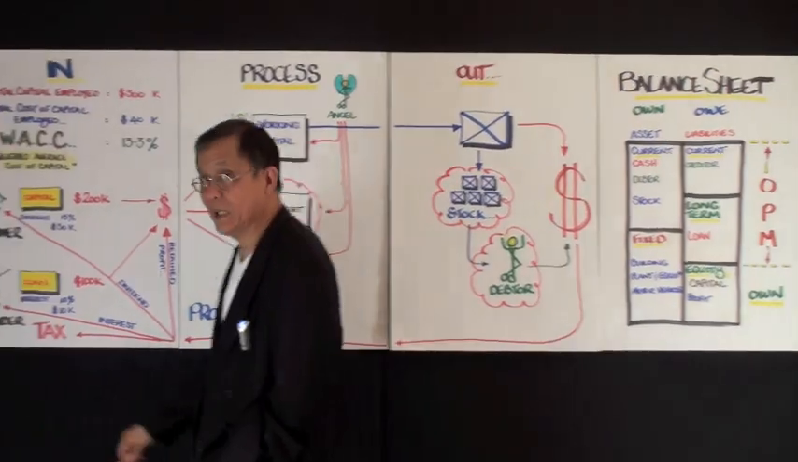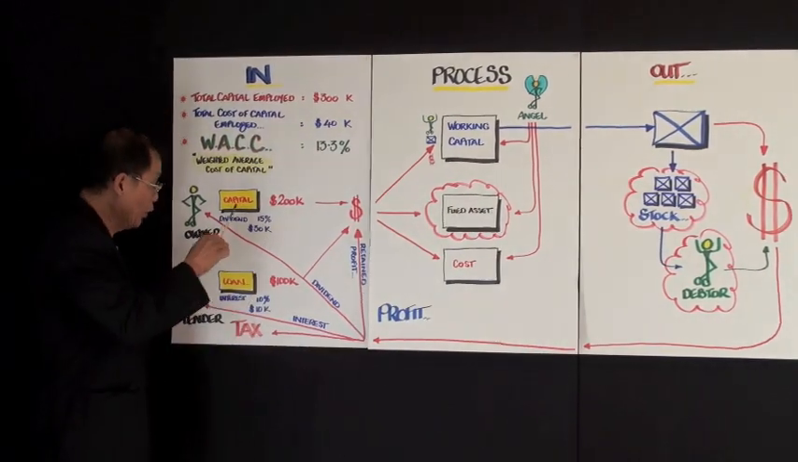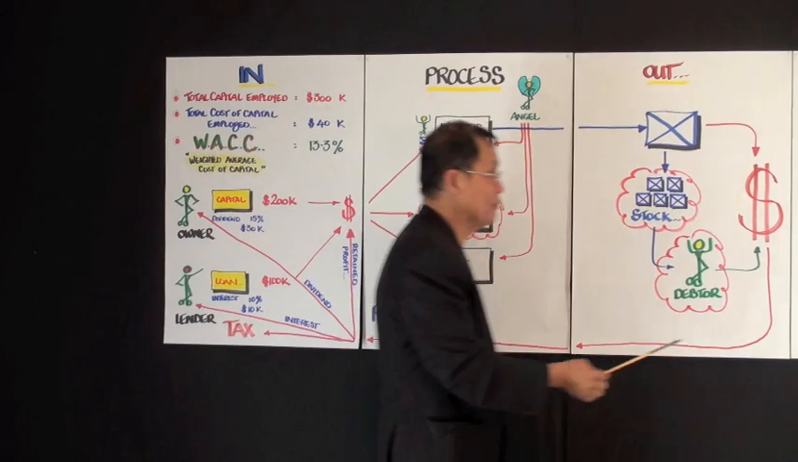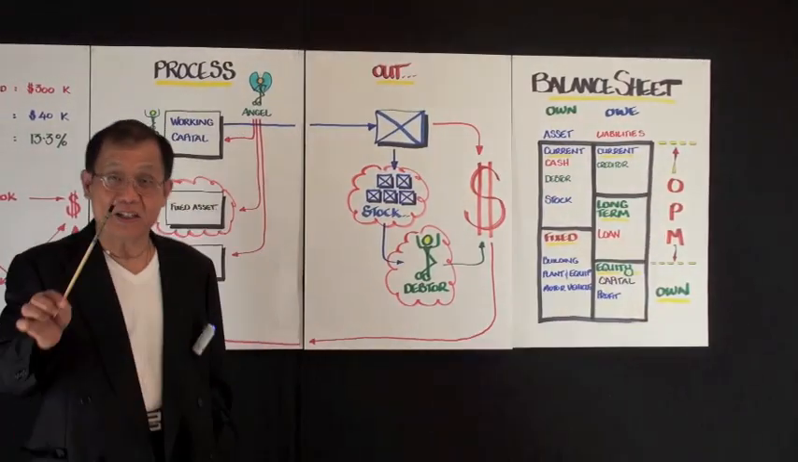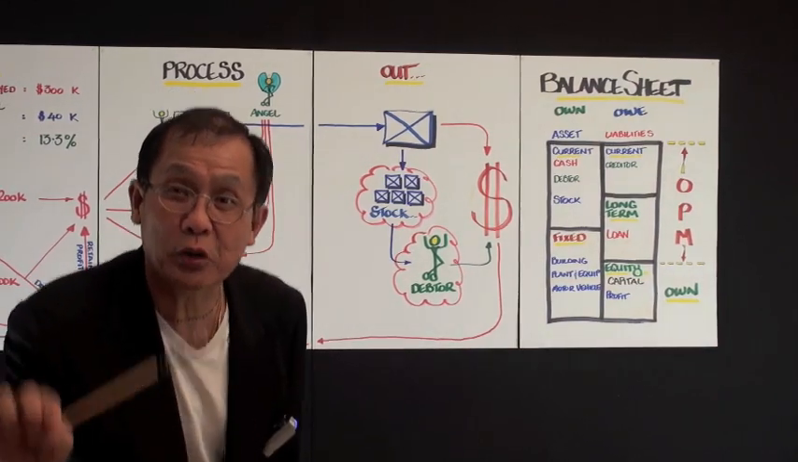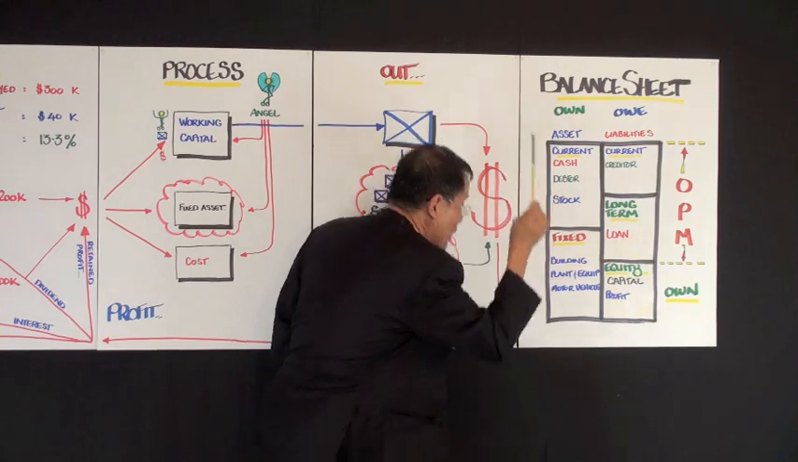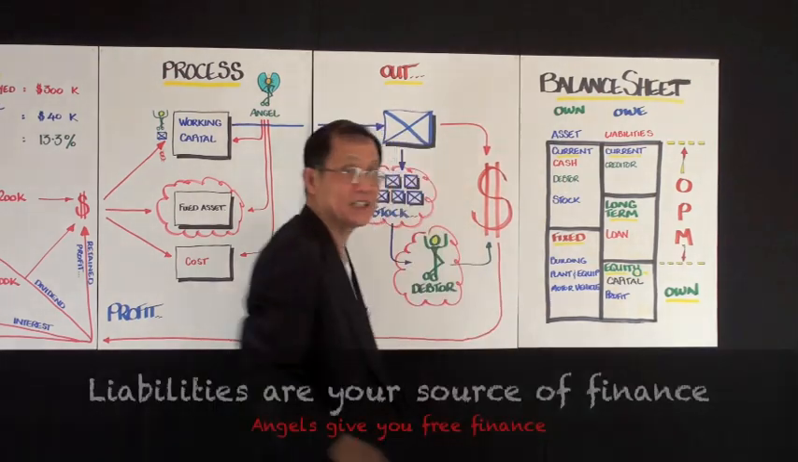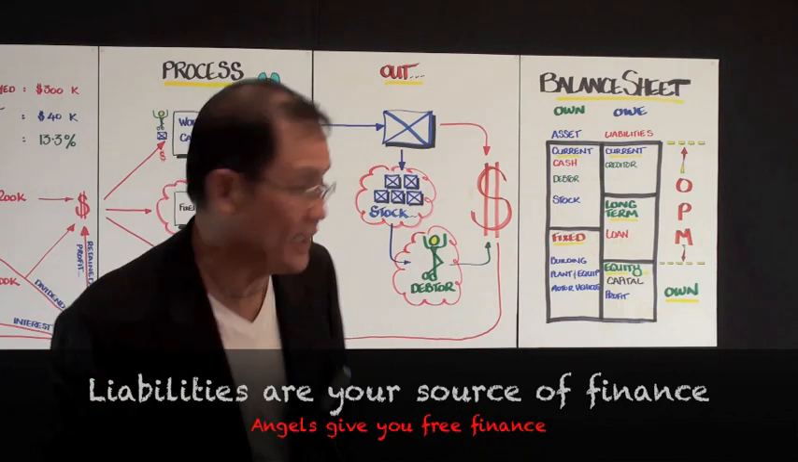So, now if you look at here, there are three main sources of finance. Who finance you? Owner, lender, and angel. And these are in the area called liabilities. So again we come to the question, is liability good or bad? Without liability, you will not have asset, you will not have current asset, no fixed asset. Liabilities are the source of finance.